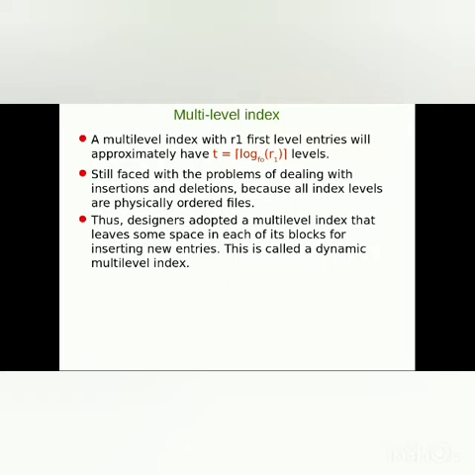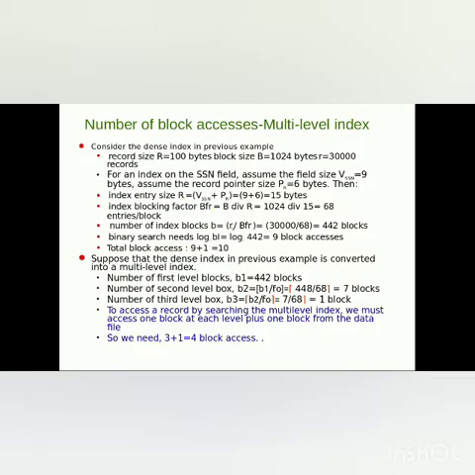And if we have a multi-level index, the search time can be further reduced. For example, in our previous lecture, we saw that with a multi-level index, the number of block accesses is reduced from 10 to 4, because there were only three index levels in the multi-level index that we created, so 3 plus 1, 4 block accesses instead of 10 block accesses in our previous example.